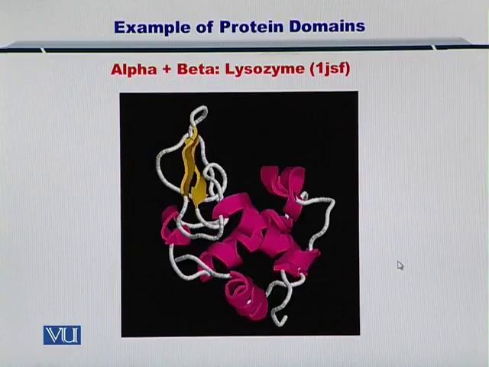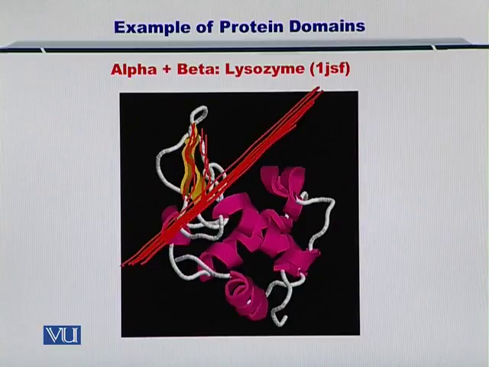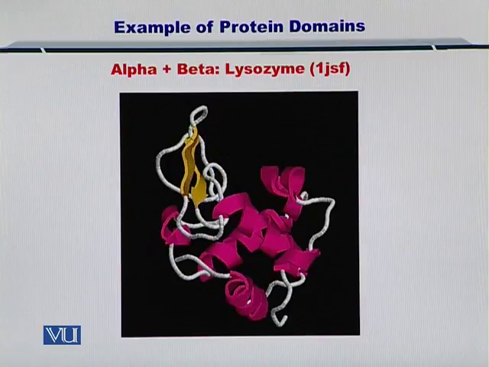Next is the alpha plus beta. In this case, we have the lysozyme as an example, and you can see there are these beta sheets that are isolated at one side, and you have the alpha helices shown on the other side. This is pretty simple to remember as well, that there is a clear separation of beta sheets and alpha helices. This is different from alpha over beta in the previous slide, where they were mixed together in the architecture.